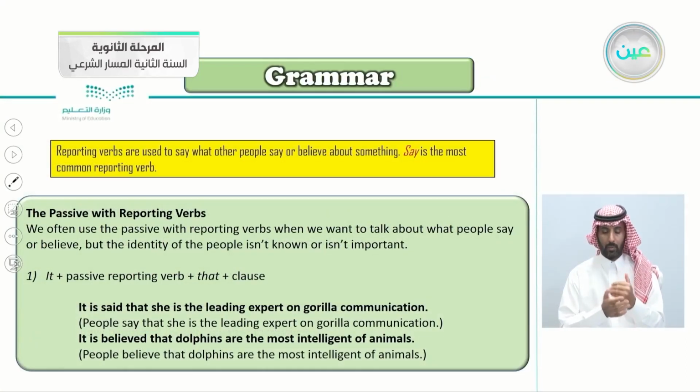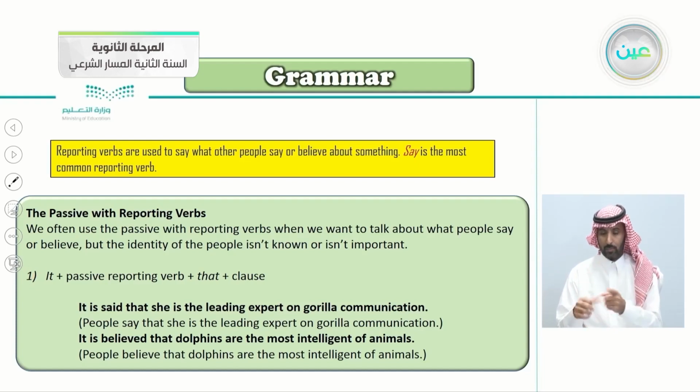So let's jump to the reporting verbs. They are used to say what other people are saying or believe about something. Say is the most common reporting verb. So the passive with reporting verbs, we often use the passive with reporting verbs when we want to talk about what people say or what they believe, but the identity of the people isn't known or it's not important.